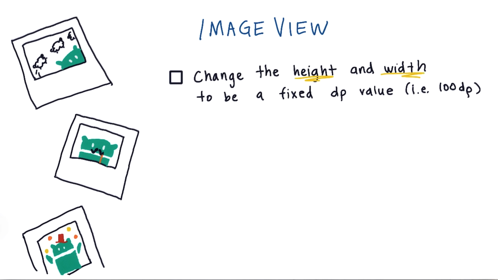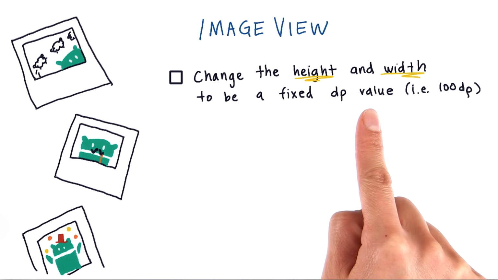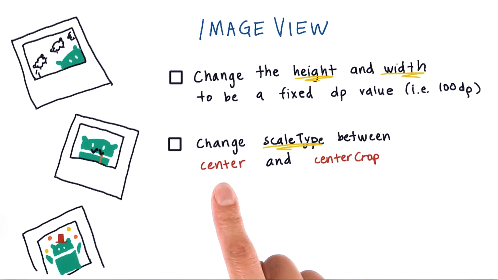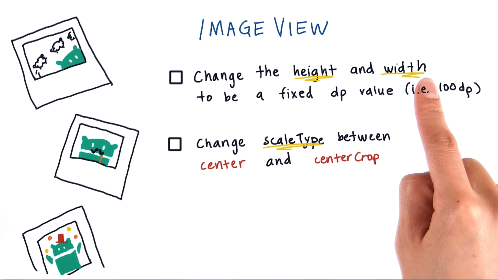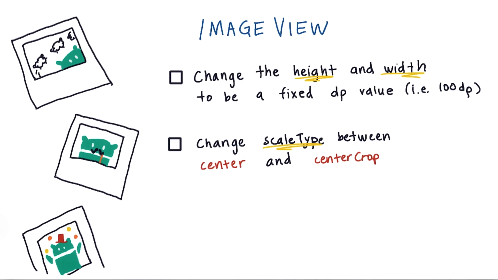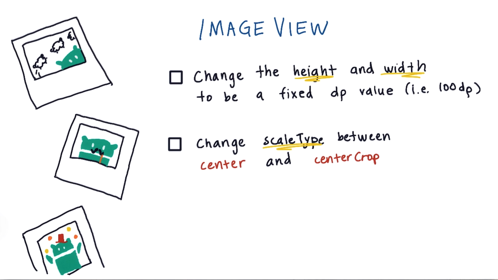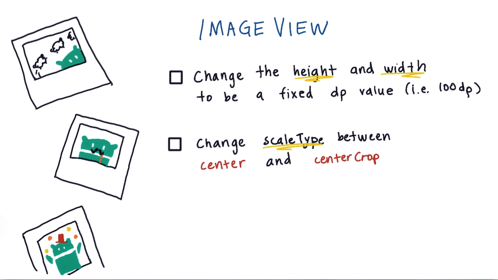Specifically, we would love for you to be able to change the height and width of the image view to be a fixed dp value. Try something like 100 dp. Then change the scale type between center and center crop. And you can also adjust the height and width of the image accordingly. For example, what happens if you change the height and width of the image view to be greater than the size of the device? Or what happens if you set the height and width to be something smaller than the size of the device? In those cases, you may see different behavior for center and center crop.